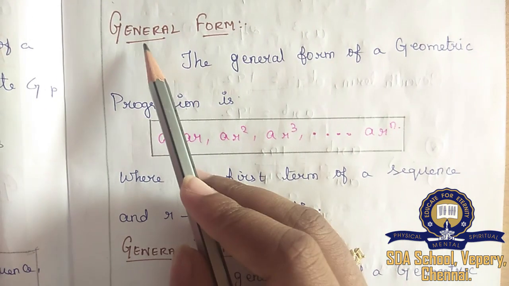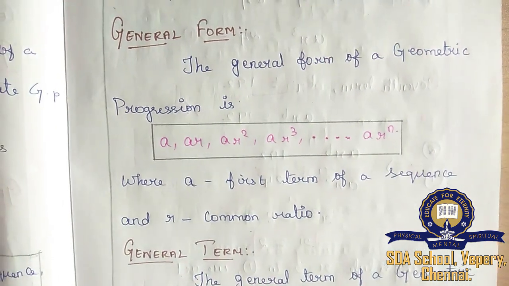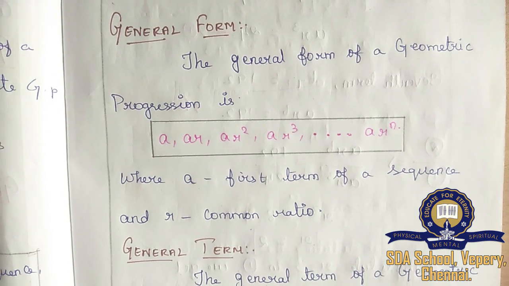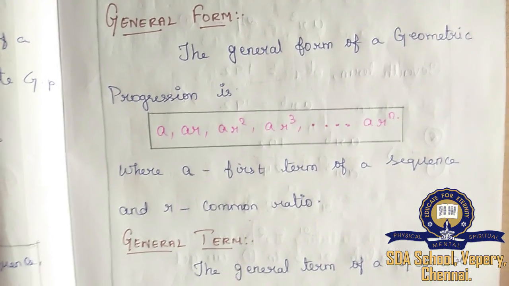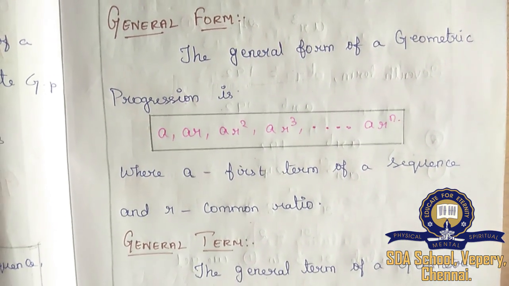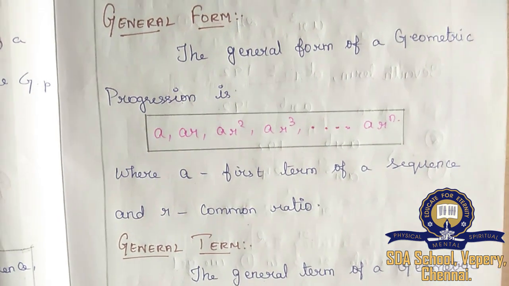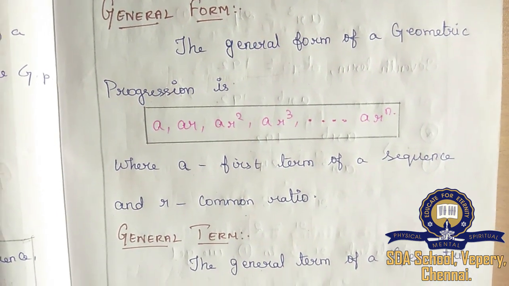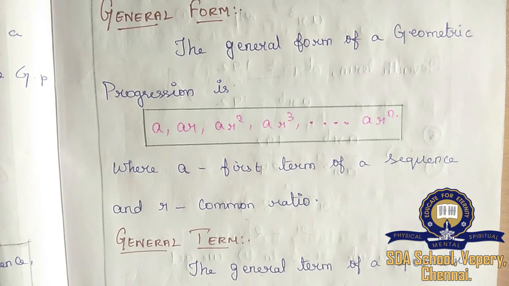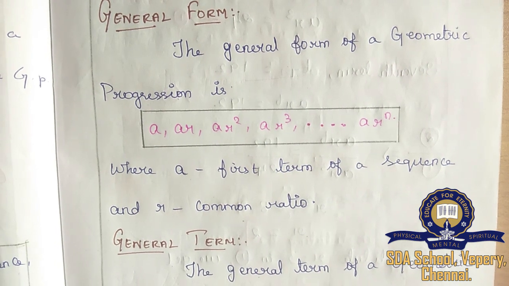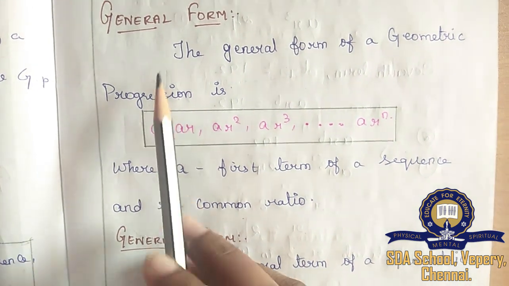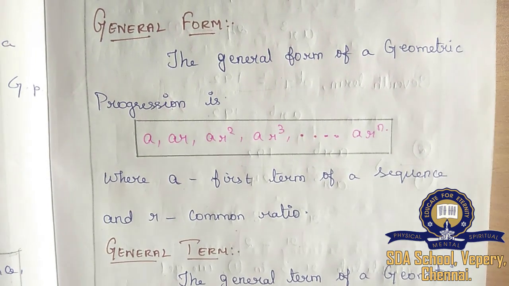Children, now let's move on to the general form of a geometric progression. Already we have seen the general form for arithmetic progression, right? So what is the general form of the arithmetic progression? Let us have a quick recall. The general form of arithmetic progression is a, a plus d, a plus 2d, and so on. So here we are getting into the general form of geometric progression.